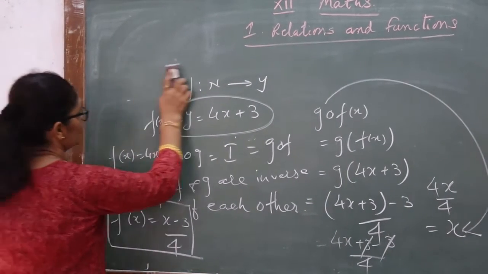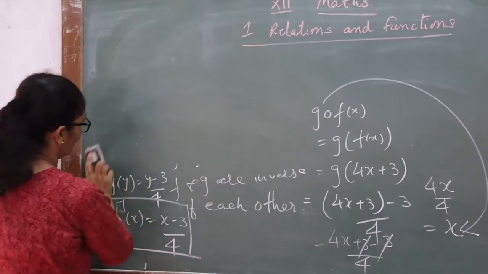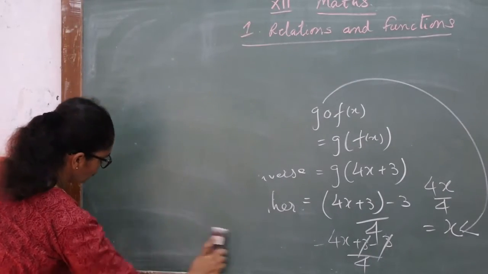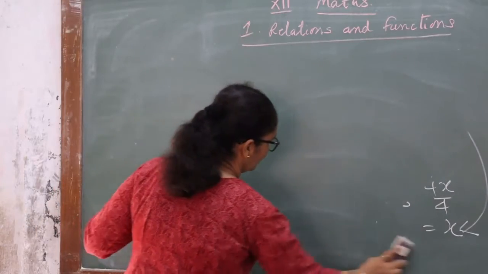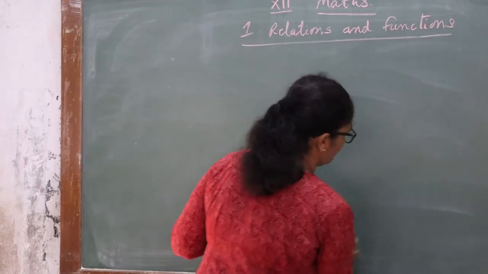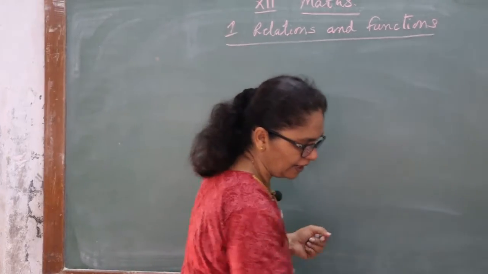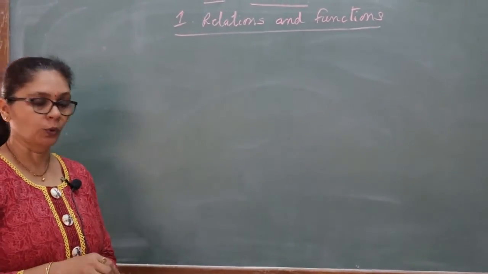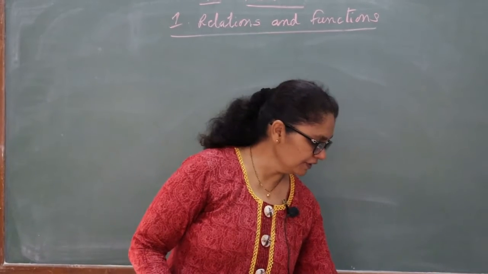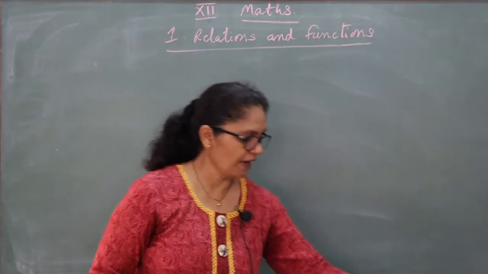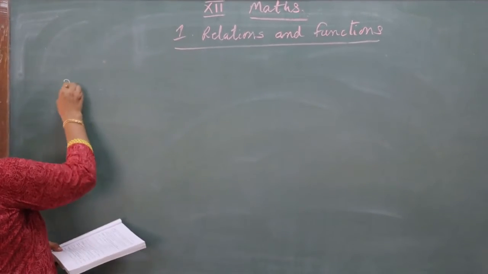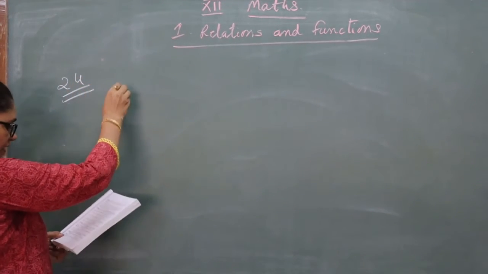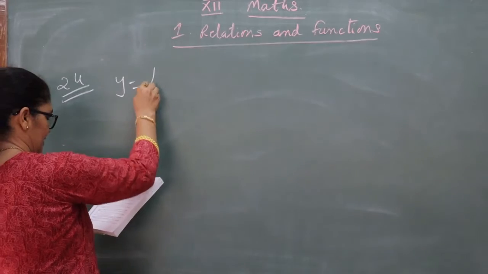So this is our 23rd example, in which we have used the concept of composition of functions. We have combined g over f and f over g, proved they are identity, and from that we have proved that f inverse is (y minus 3) by 4. Now come to the 24th example. What is the 24th example?